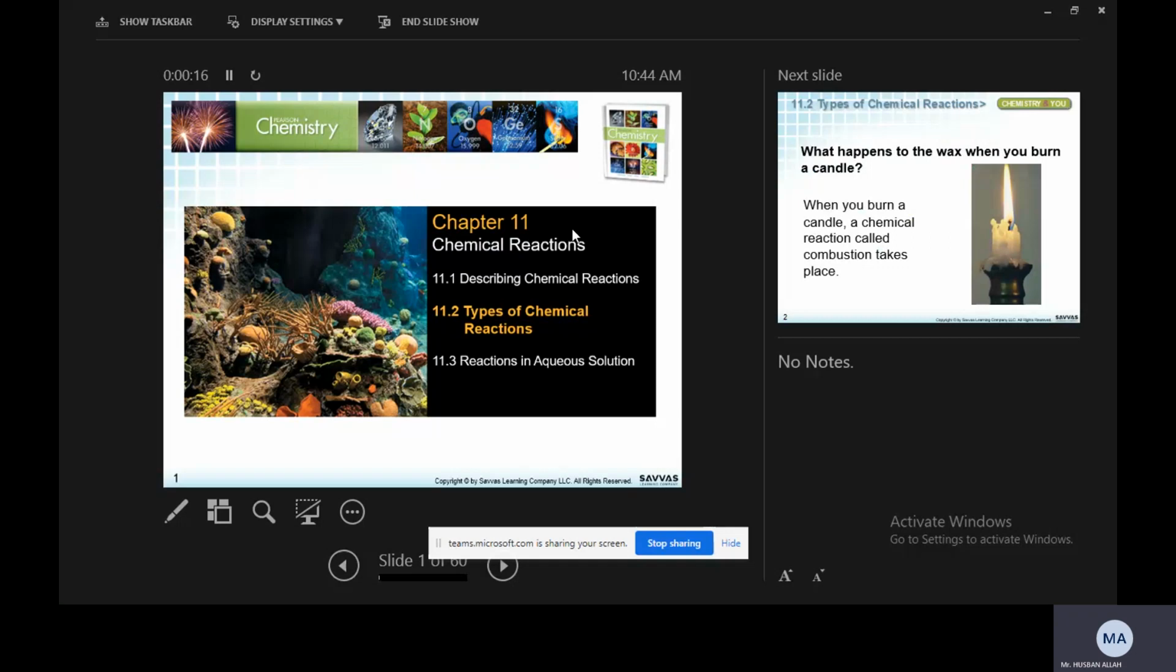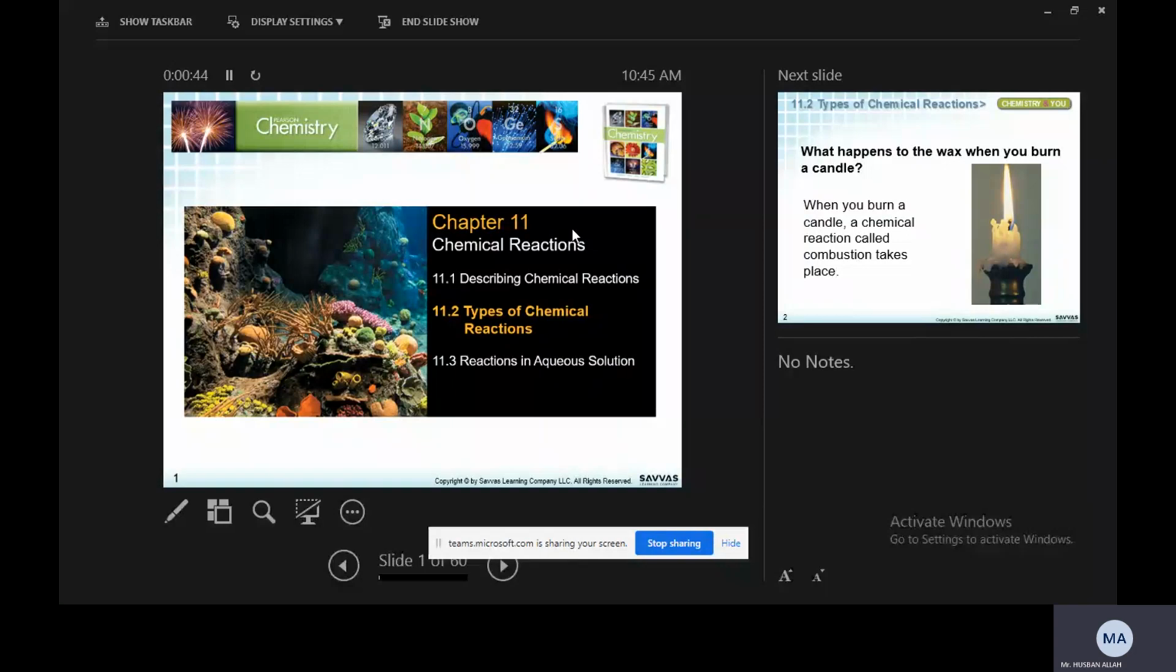Okay, so on page 356, chapter 11.2, the title is chemical reaction. Lesson 2 is types of chemical reaction. First of all, we have the previous lesson which we have studied, that is a chemical reaction, right? What is a chemical reaction? You all know about it, right? Now, what are the types of chemical reaction? So, we are going to study types of the chemical reaction.